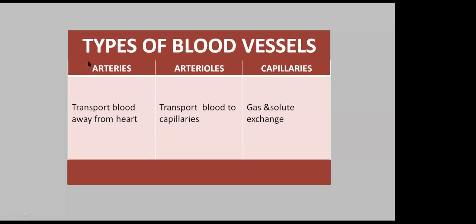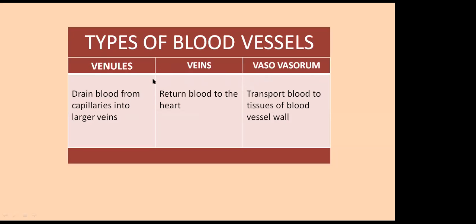I'll repeat again. Arteries are the blood vessels with large diameter which transport blood away from the heart. They ramify to form arterioles with low diameter, which transport blood to capillaries. Arterioles divide to form capillaries with very minute lumen, and they are the microscopic vessels. These capillaries further unite to form venules, and venules unite to form veins which finally open into the heart.